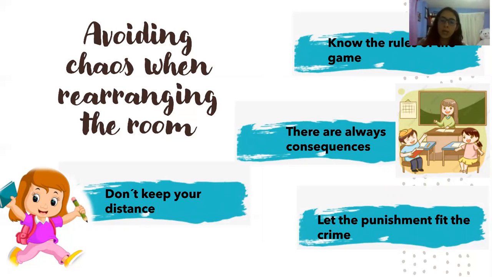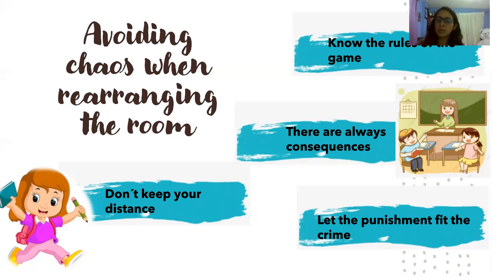The other one is to show them that each action has a consequence, right? So we can choose the action, but not the consequence. It's important to let them know that, and we as teachers need to be sure that it's important to create a possible goal, right? Because the idea is to change the behavior, not just punish them. The other one is let the punishment fit the crime.